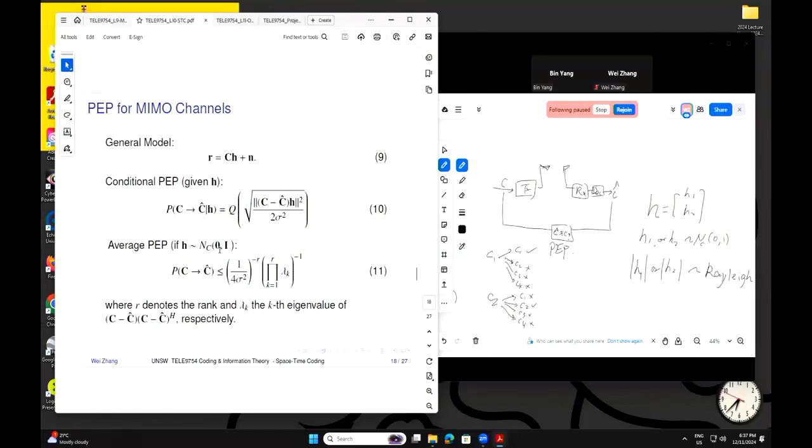So what you are going to do is take another integration over the PDF of the channel of equation 10, right? Then you can take the average of this error probability for different values of H. That's why you need to take the PDF. So then the result is equation 11.